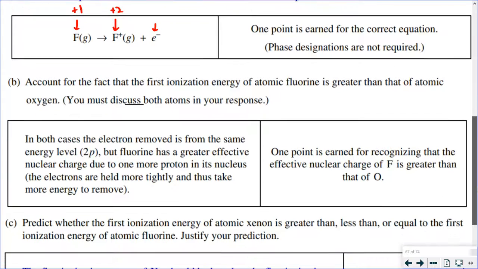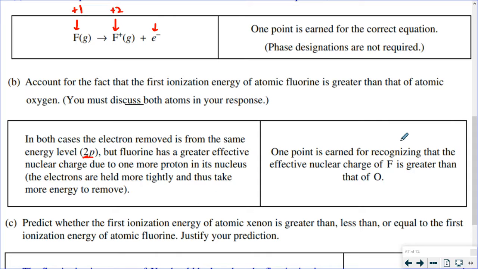Let's read their response here. In both cases, the electron removed is from the same energy level, or the same distance from the nucleus, you could say, same subshell. They list it here. That's a great thing to do, be specific. But fluorine has a greater effective nuclear charge due to one more proton in its nucleus, and the electrons are held more tightly and thus take more energy to remove. You get 1 point for a justification that connects both electrons in the same location, but one more proton attracting it in the nucleus.